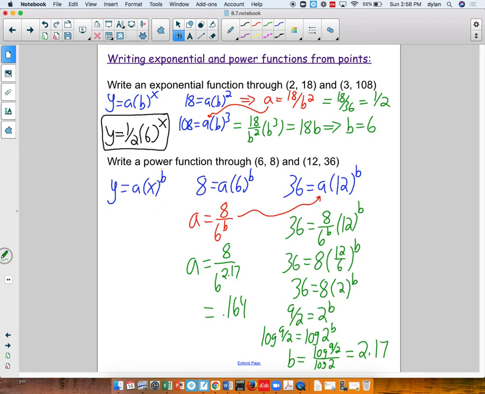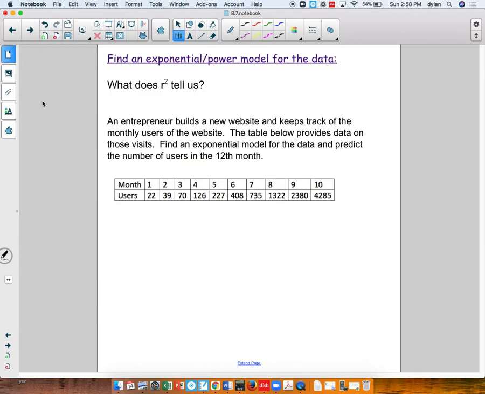So then our final power function here would be y equals 0.164 times x to the 2.17. And that's the power function that would result in a curve that goes through those 2 points. So that's one of the things that we're going to be doing in terms of our modeling. But we're also going to be looking at some data sets as well.